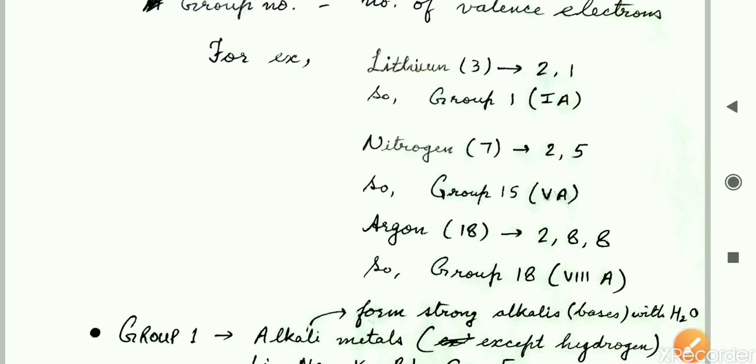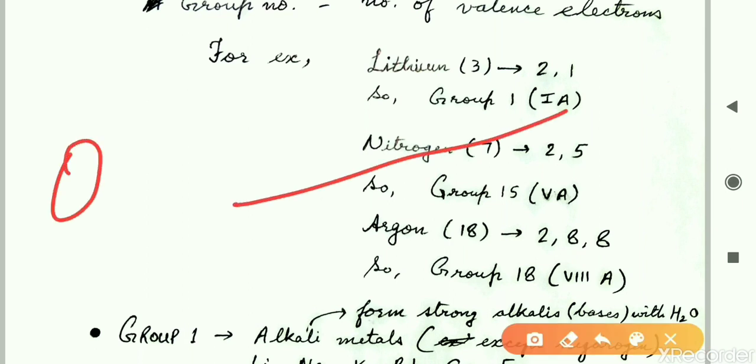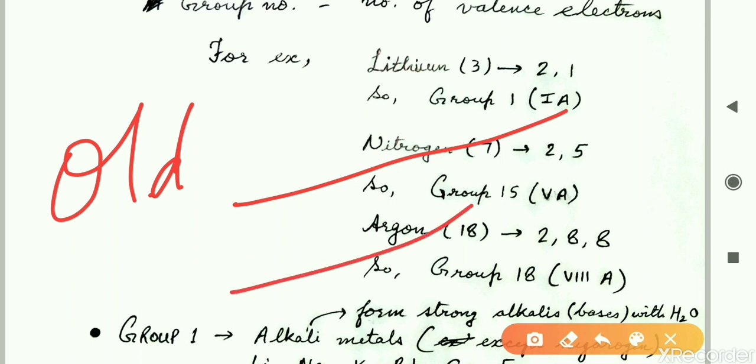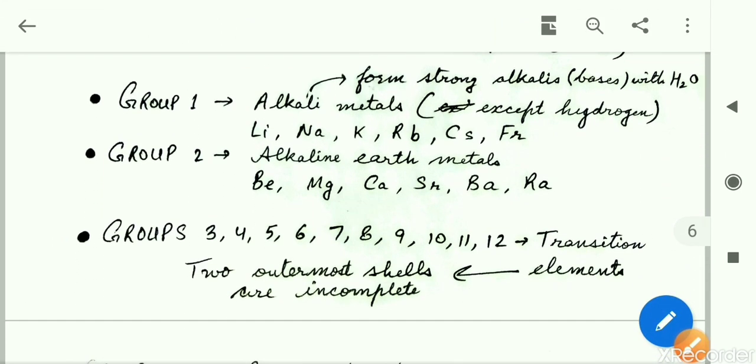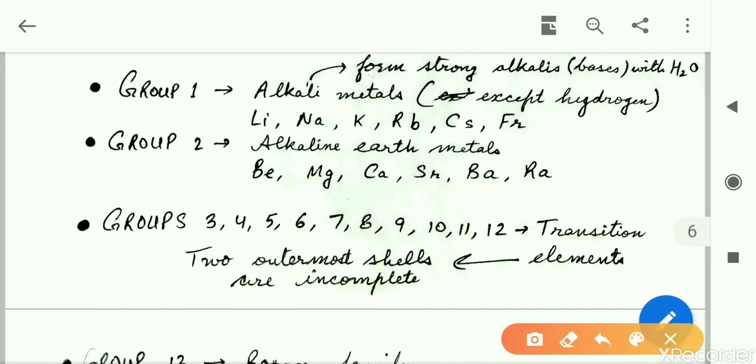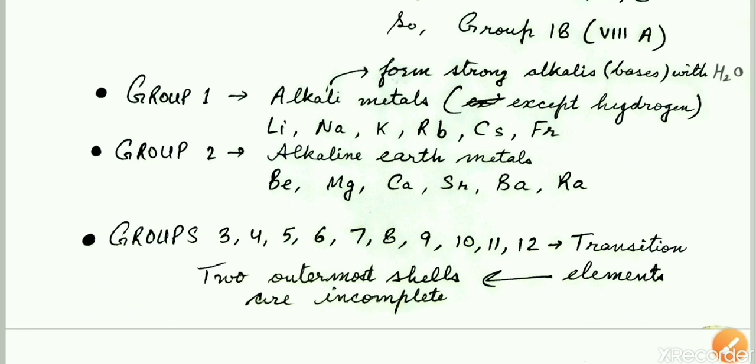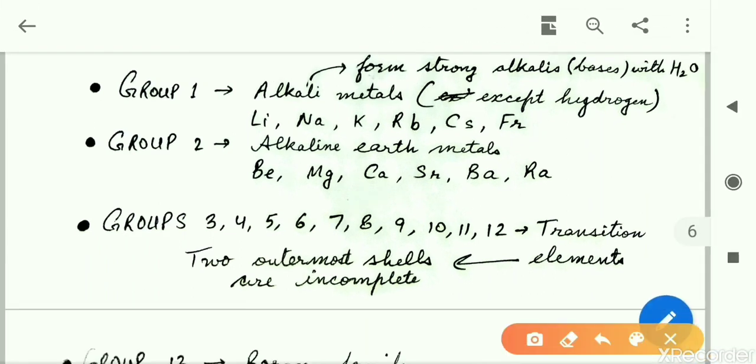You may be worrying what is 1A, 5A. See this, wherever this A is written, that is from the old form of the periodic table that was given by Moseley. Whatever is given here, the 1, 15, 18, that is the long form of the periodic table, given by Niels Bohr. Individually now, one by one, we will have a look at the various groups.